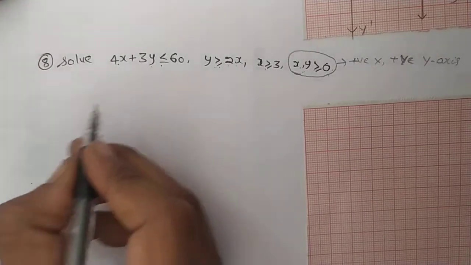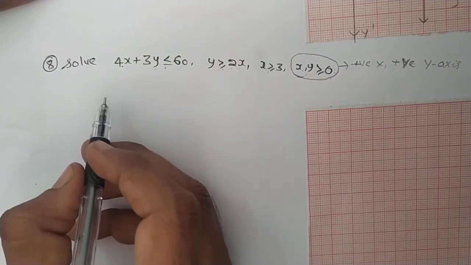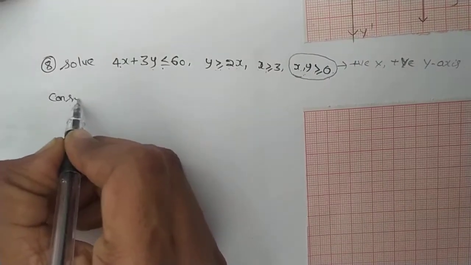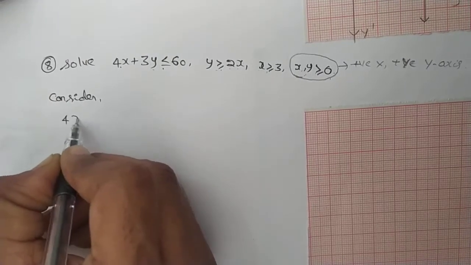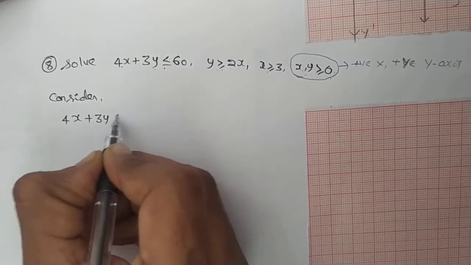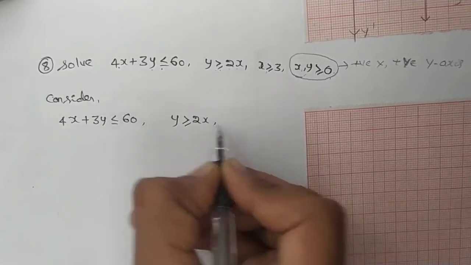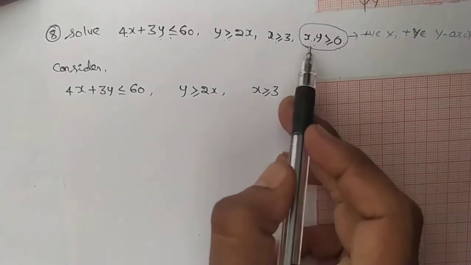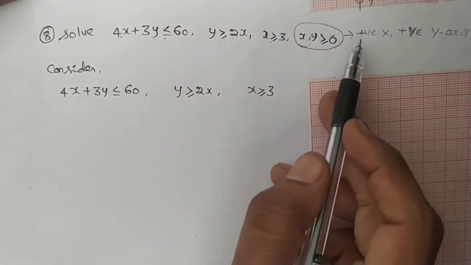Now let us solve the inequalities. What is the first step of solving the inequality? Whatever the inequality is given, we have to consider equal, isn't it? Let us consider, we have three inequalities. I need more space, so I am writing here. 4x plus 3y is less than or equal to 60. Next, y greater than or equal to 2x, x greater than or equal to 3, right? This we know already, that will be in the first quadrant, I mean positive x and positive y only.